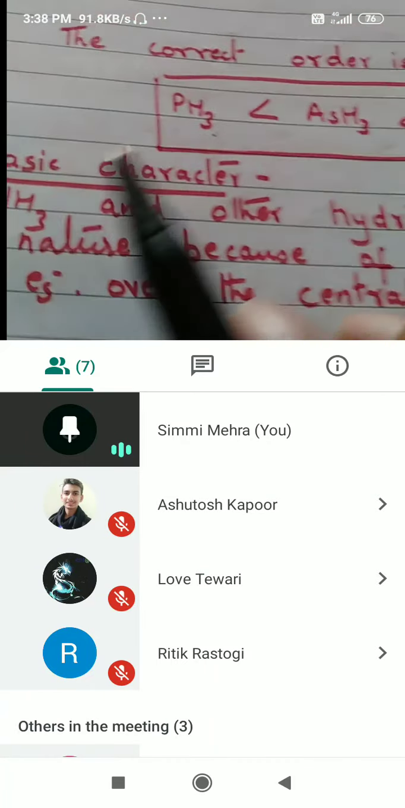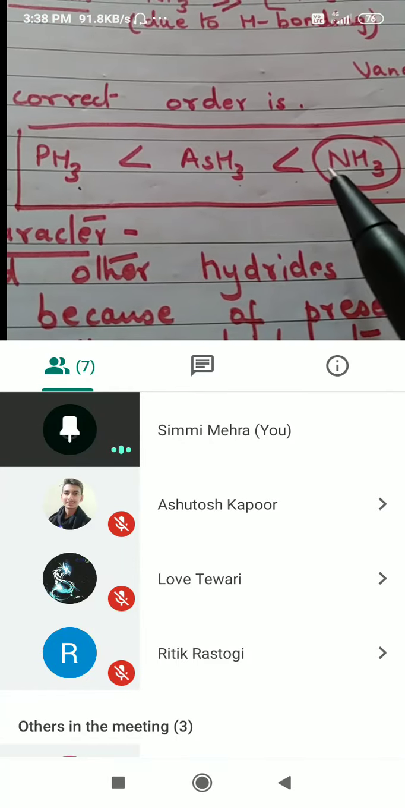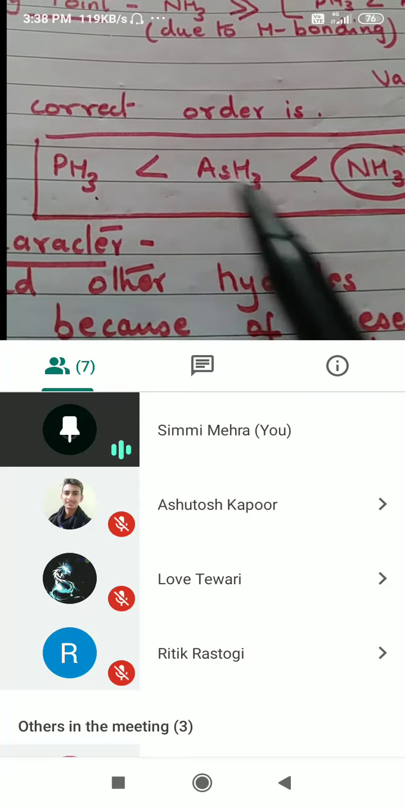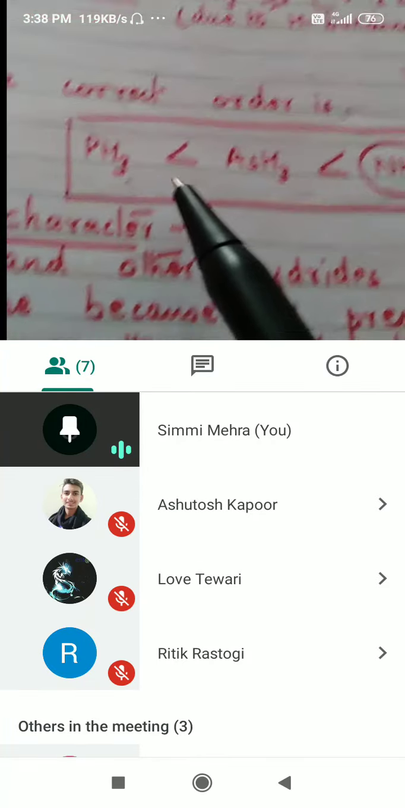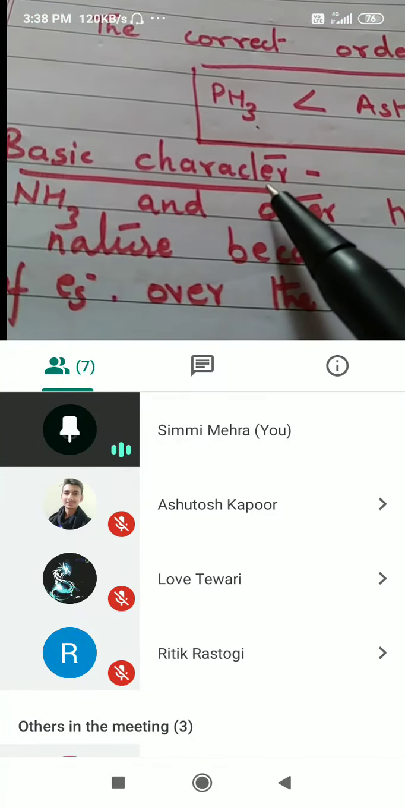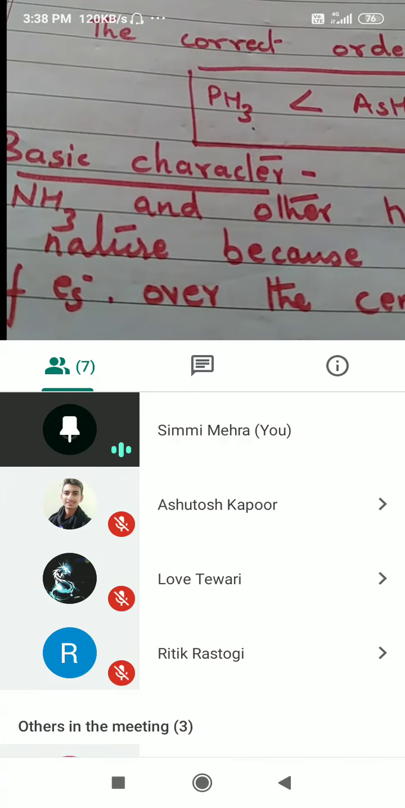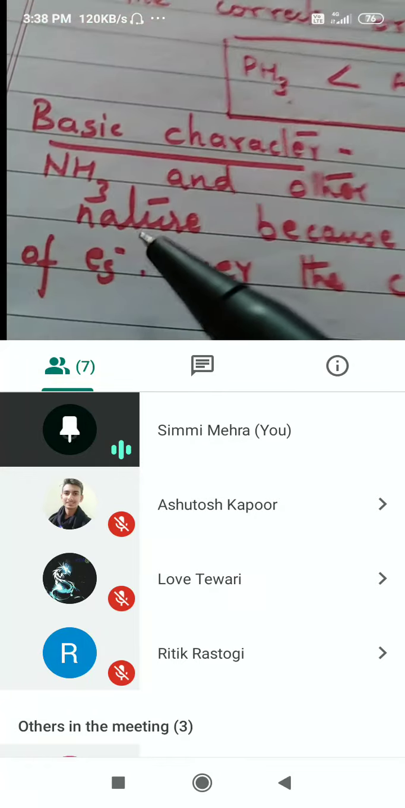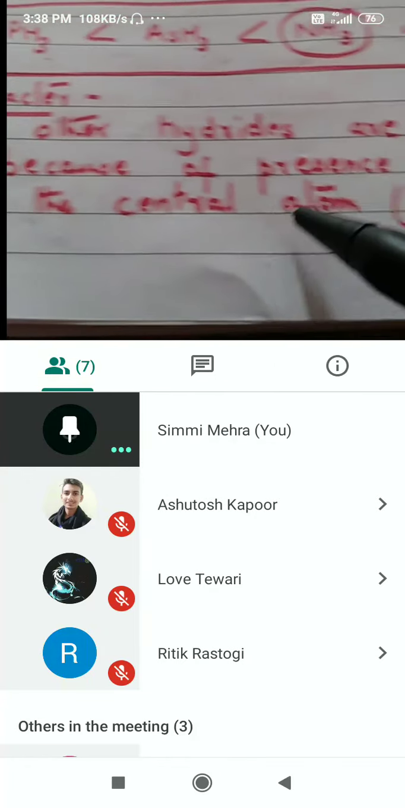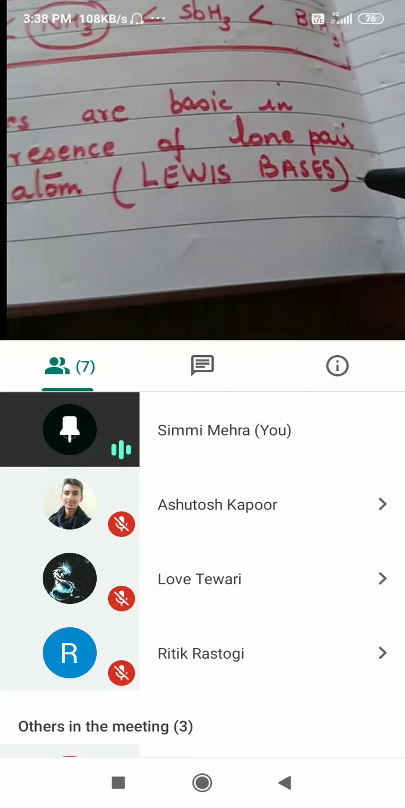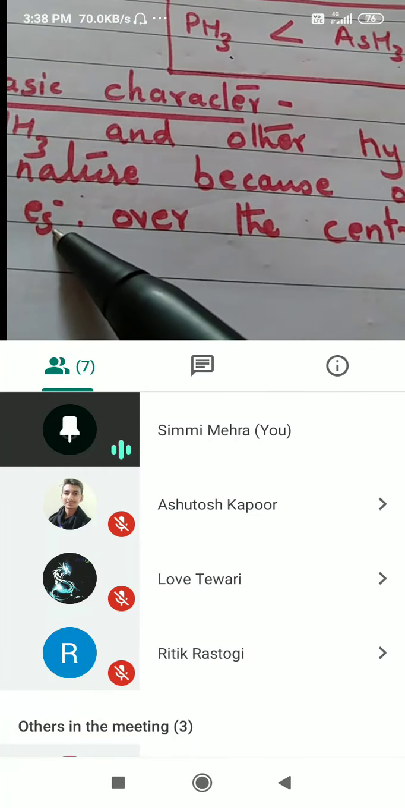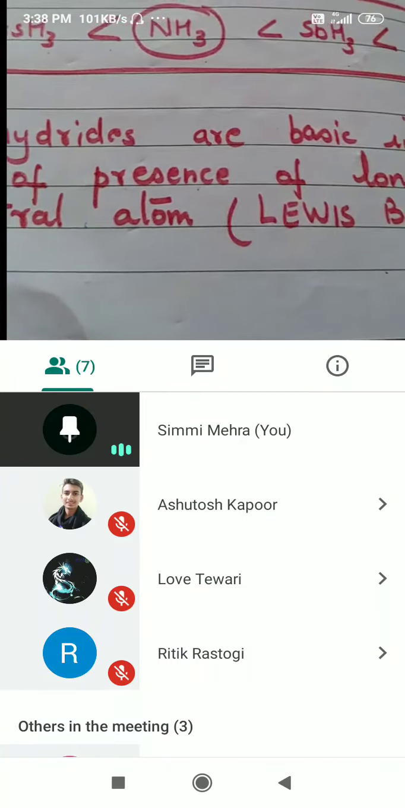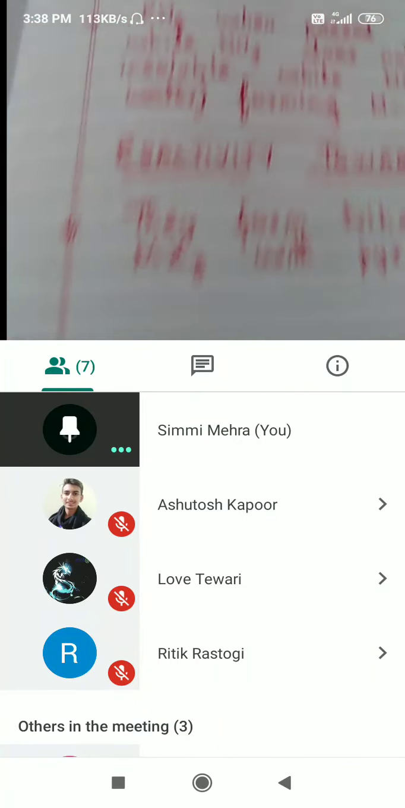Basic character. Basic character means, see, all of them will have a lone pair. NS2, NP3, NS2 is a lone pair. All of them will have a lone pair on the central atom. So basic character means how easily it will give its lone pair. Ammonia and other hydrides are basic in nature because of the presence of a lone pair of electrons over the central atom. They are known as Lewis bases.